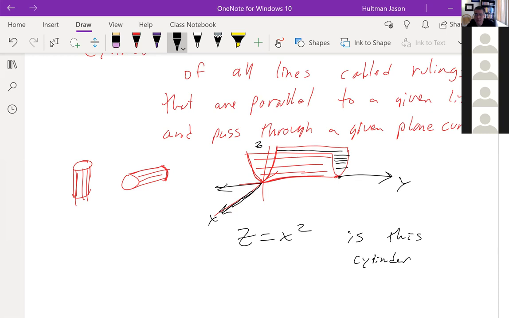Yes, y is missing from my equation. So what does that mean? That means y can be anything it wants to be, which makes sense. Because if this is going infinite direction in the y direction, then it makes sense that y could be anything. Hopefully that makes sense.